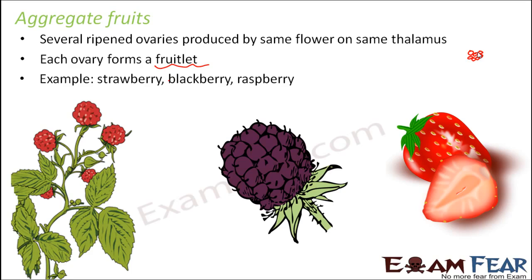So here each individual ripened ovary, because there are many ovaries involved, can be a drupe, or it can be a dry fruit. It can be a simple fleshy fruit. So you understand that each ovary in this again can form a simple fleshy fruit. It can be a drupe, it can be a cone, it can be anything. But when they all combine together to form a single fruit, that is known as an aggregate fruit.